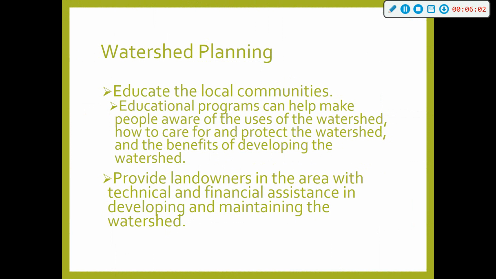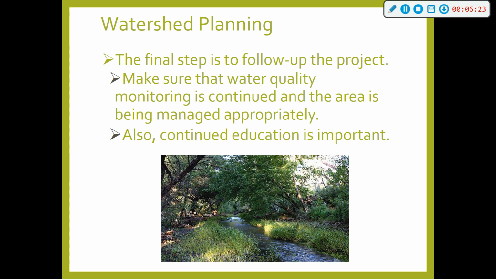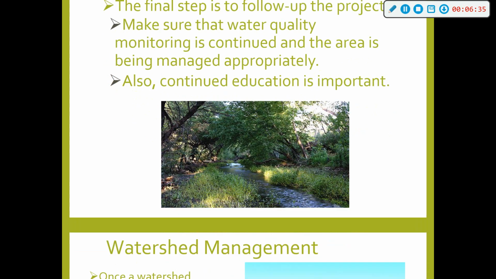So this will also help educate the local communities. Educational programs can make people aware of the uses of the watershed, how to care for and protect the watershed, and benefits of developing the watershed. These provide landowners in the area with technical and financial assistance in developing and maintaining the watershed. So the final step is to follow up and make sure that water quality monitoring is continued and the area is being managed appropriately. Also, continued education is important.